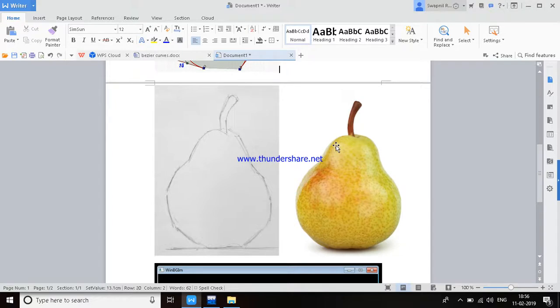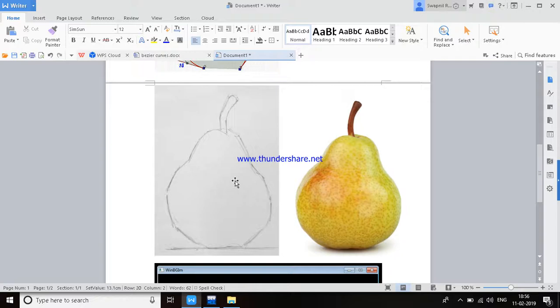What I did first was draw a rough sketch of this guava like this, so as to get to know how many curves I actually have to deal with. You can see one curve is on the top, the sides are curved, and the bottom is a separate curve. So that's what we want to display on our screen today.